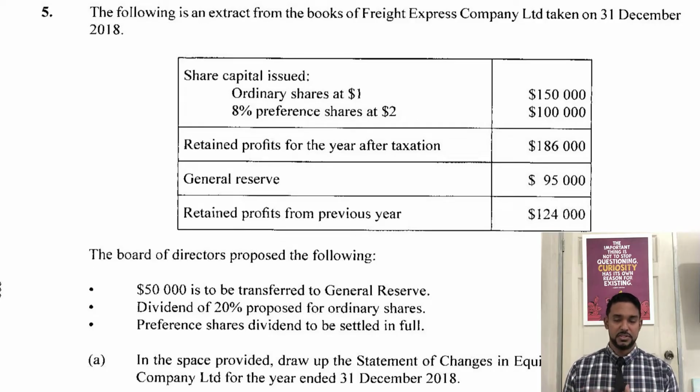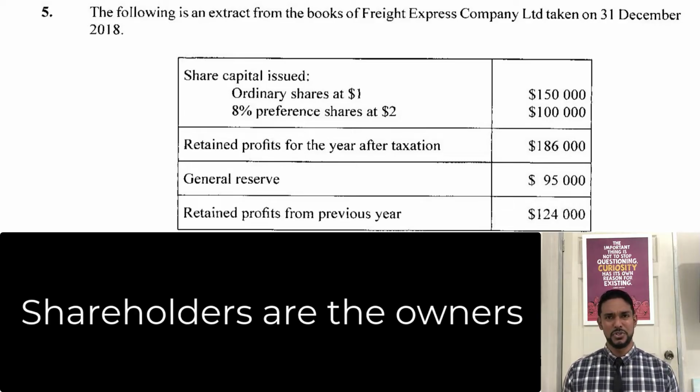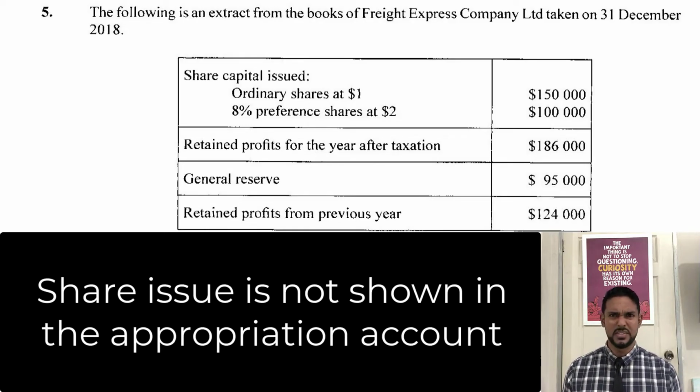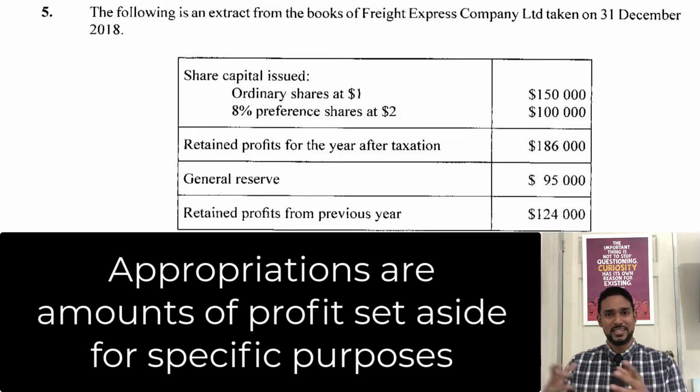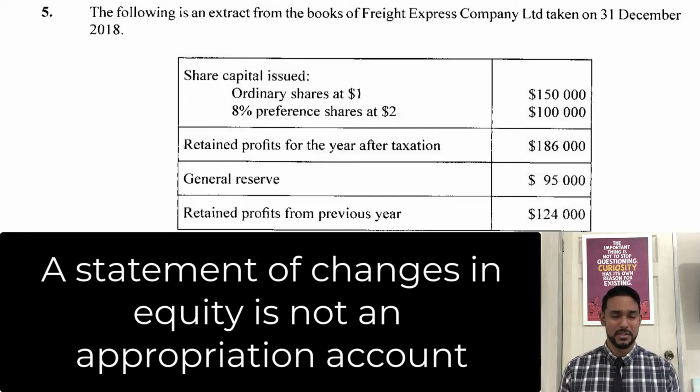The statement of changes in equity is sort of like an appropriation account, but not exactly the same, because think about the word equity. What does it mean? It means ownership. Who are the owners of an LLC? The shareholders. So if you're talking about changes in equity, are we talking about issues of shares? Well, yeah, that is one way equity can change. But we've never seen issues of shares in the appropriation account because appropriations are amounts of profit set aside for specific purposes or paid to shareholders as dividends. So it's not an appropriation account we're doing. It is a different statement.